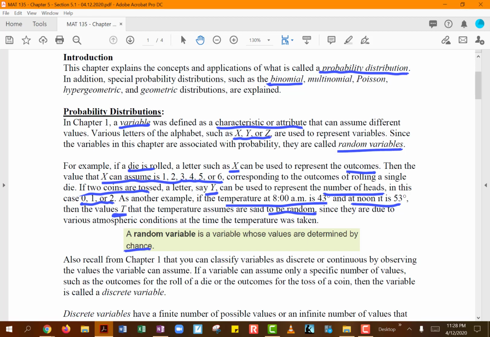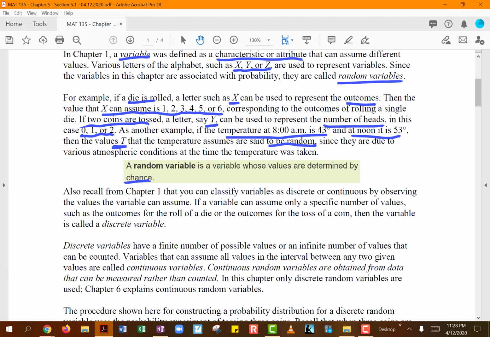So just as a definition, a random variable is a variable whose values are determined by chance, okay? Another thing that we had talked about in chapter 1 was variables that could be described as discrete or continuous. You should remember that when we were talking about discrete variables, those were the variables that you had to count to get your values. And of course, continuous were where you had to use a measuring device to get those values, right?